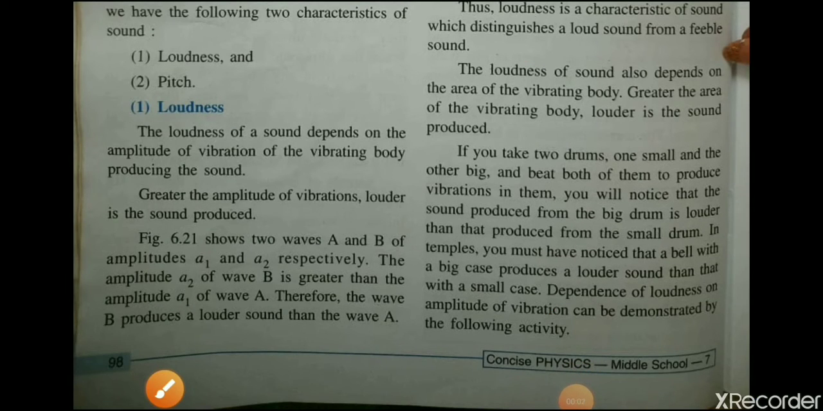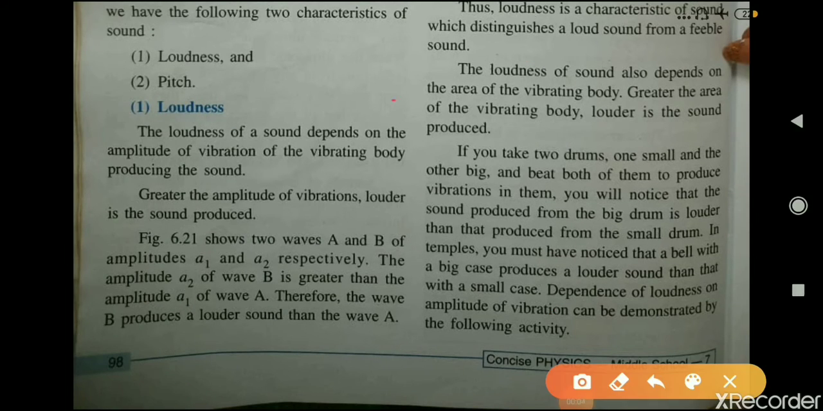The loudness of sound also depends upon the area of the vibrating body. For example, if you take two drums, a big one and a small one, and beat both of them, the big drum has greater area, therefore a louder sound is produced as compared to the small drum, because it has a small area. So, the greater the area of the vibrating body, the louder the sound produced.